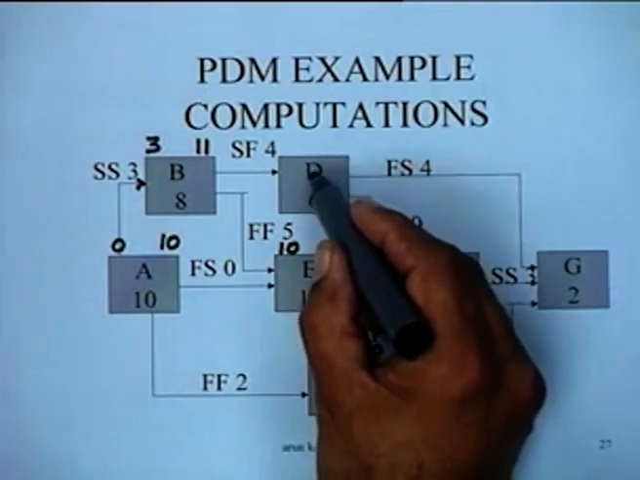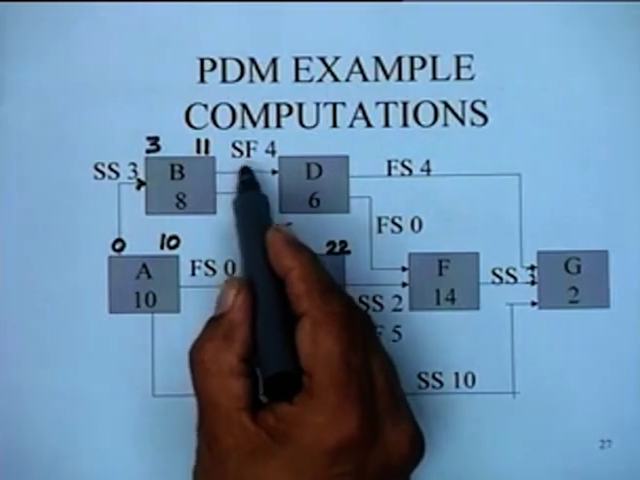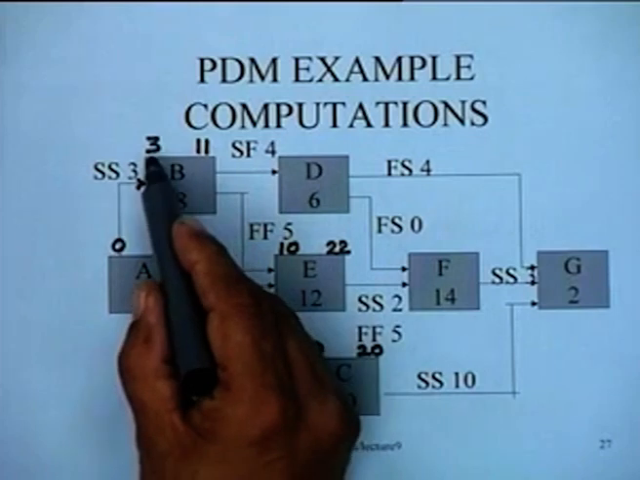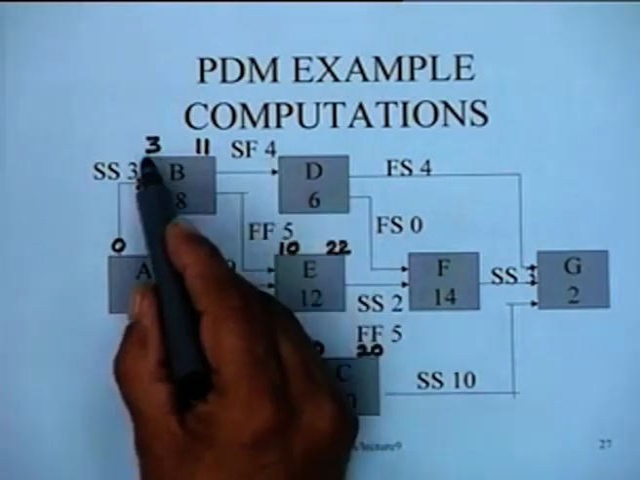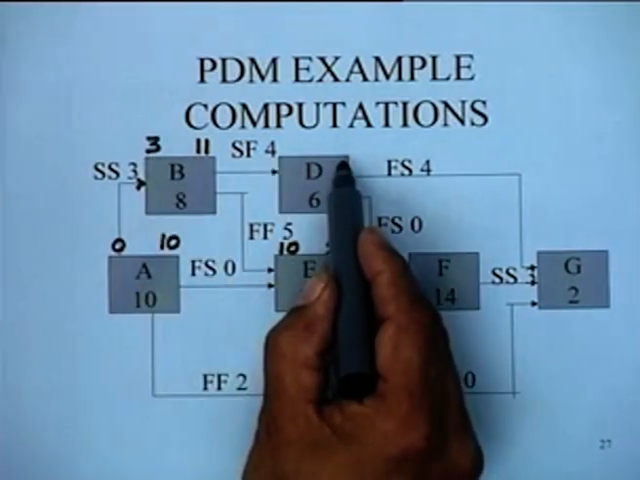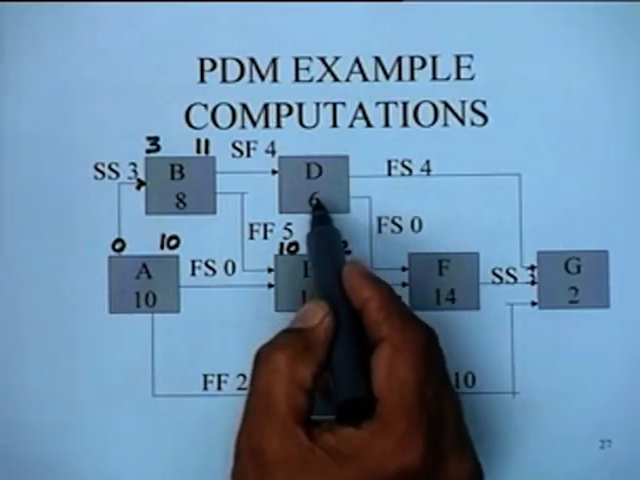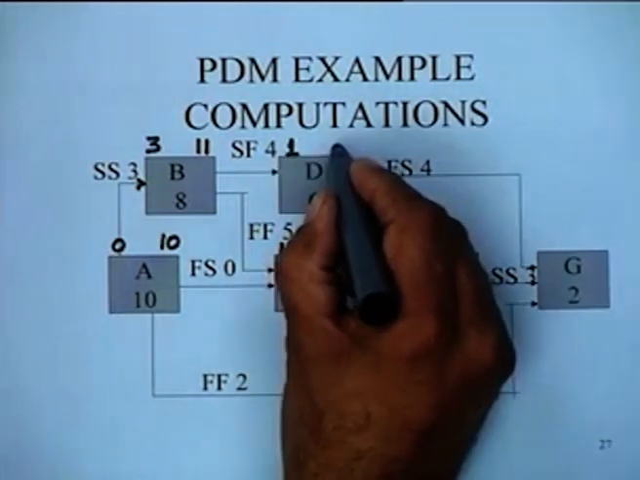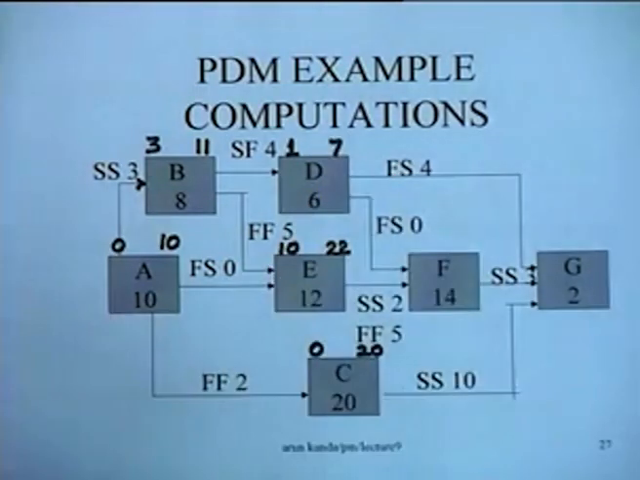Now take activity D. Here we have a start to finish lag. Start to finish lag means that from 3, it starts at 3, from the start of this to the finish of this. So we are saying that this finish should take place not earlier than time 7. So when it takes place at time 7, it has a duration of 6. So it must start at 1 and finish at 7. We can do it this way.